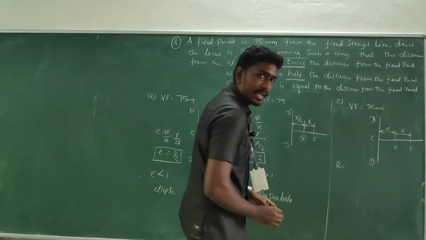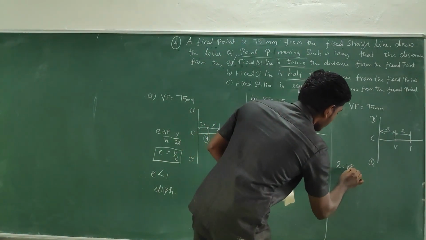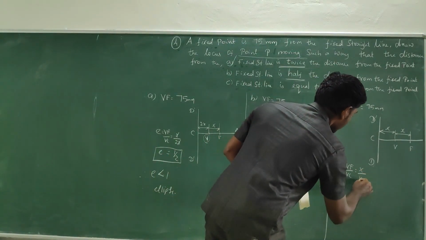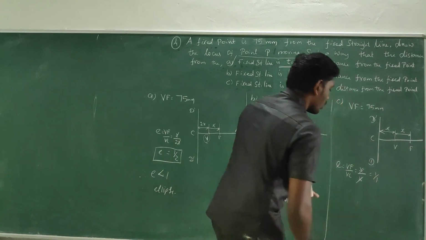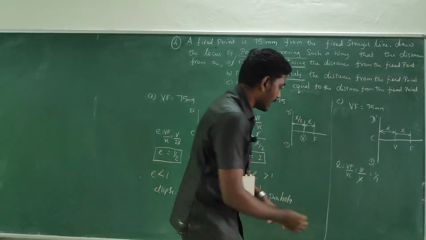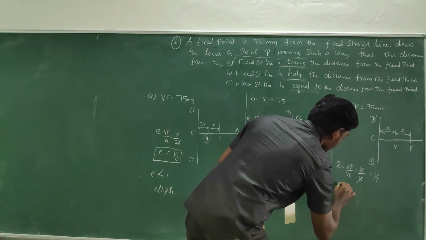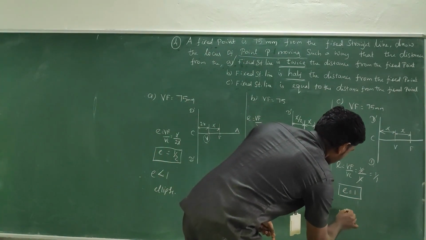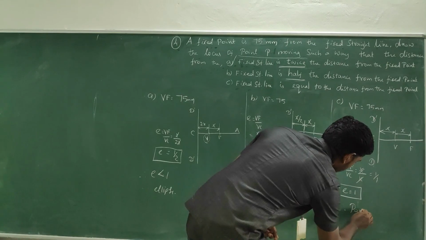So the eccentricity will become Vf divided by Vc. If you substitute the values, x divided by x, we get 1 by 1, it's 1, right? Eccentricity is equal to 1. So what is the curve? It's a parabola.